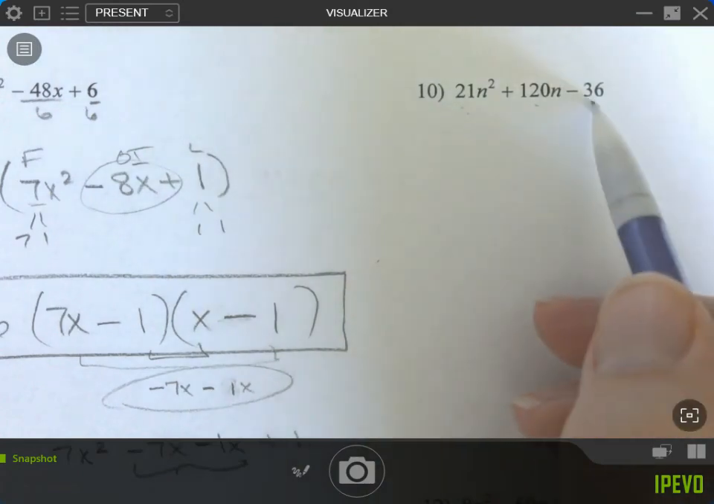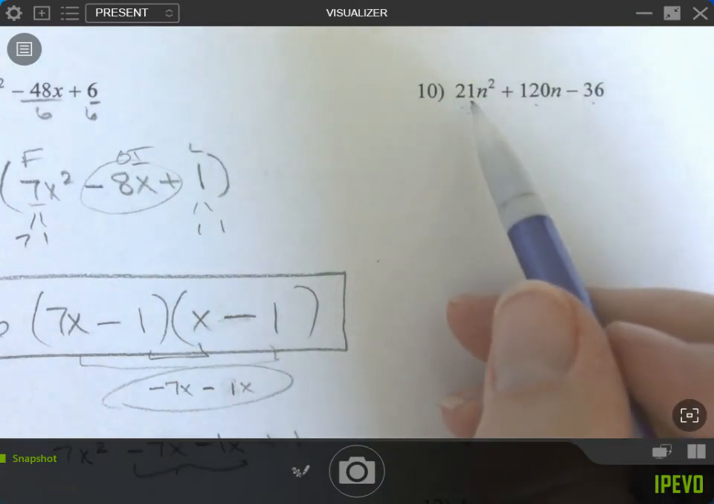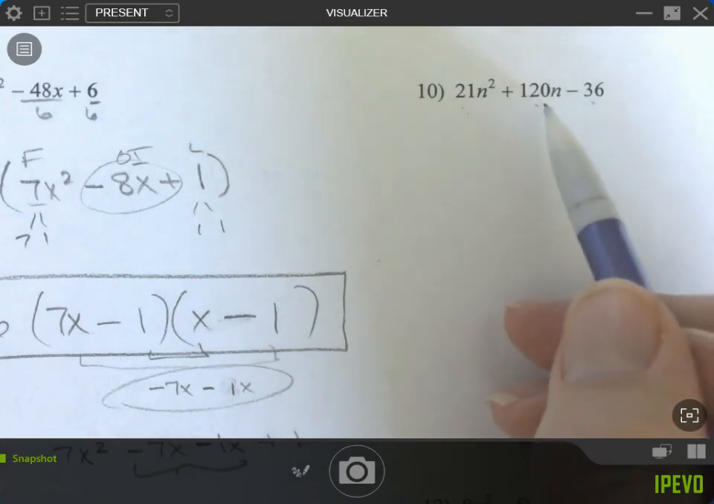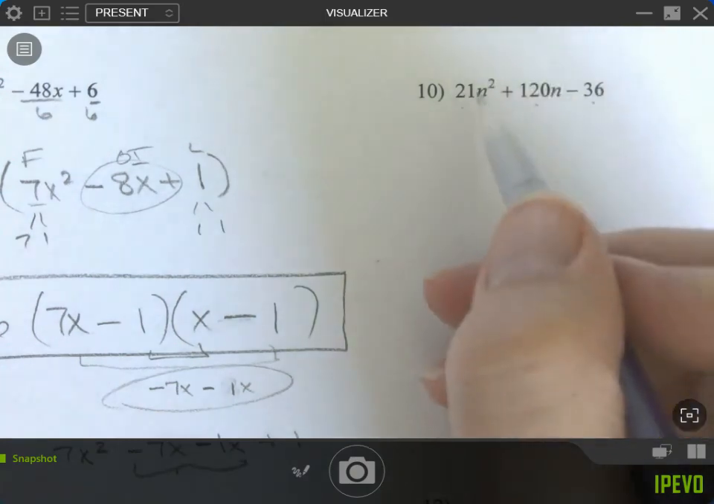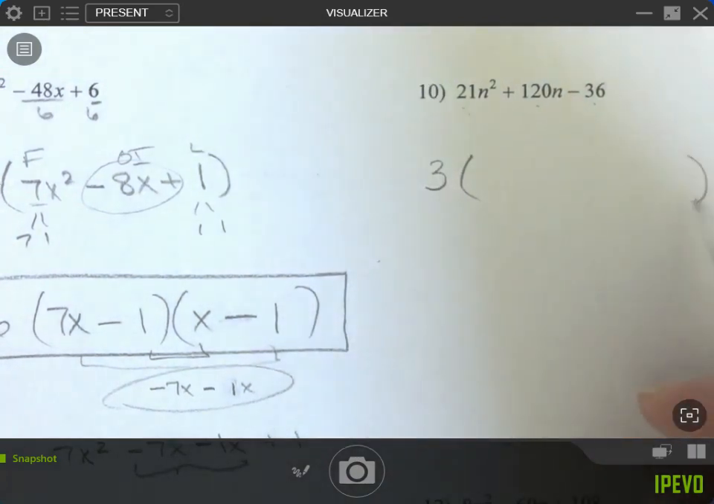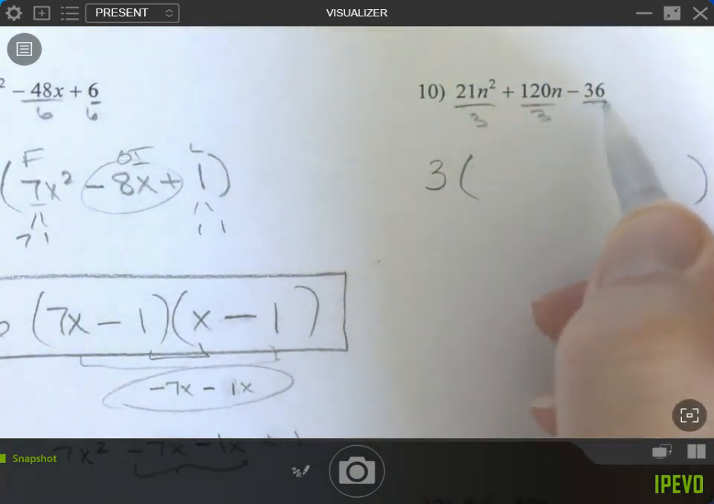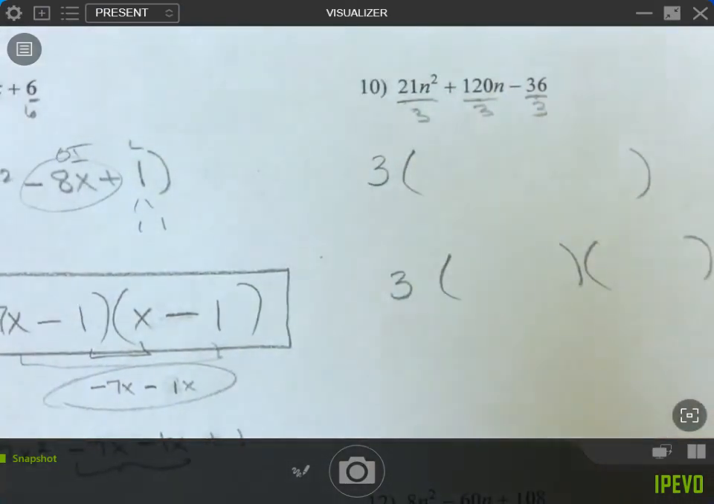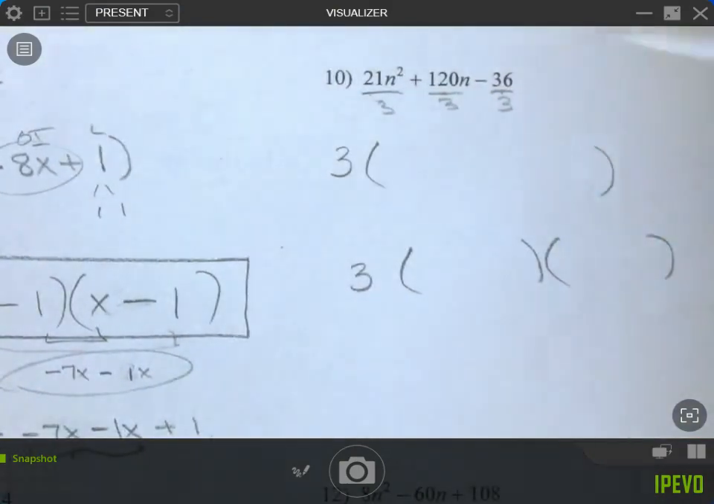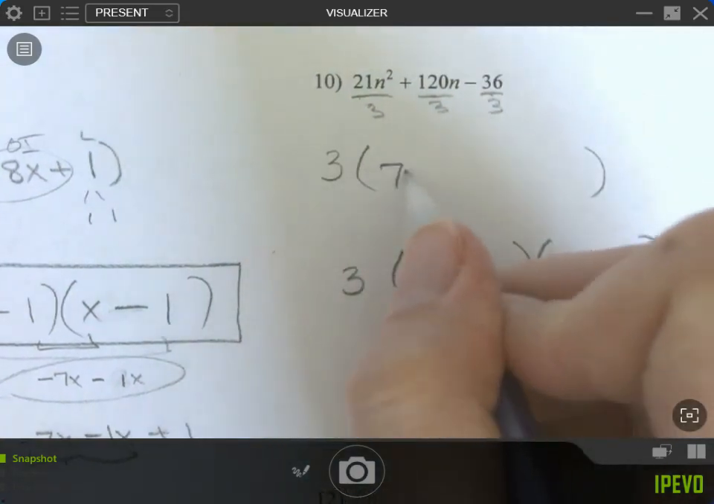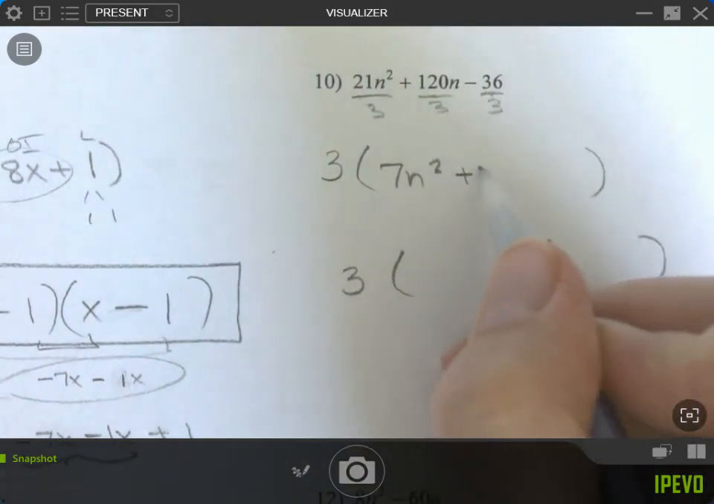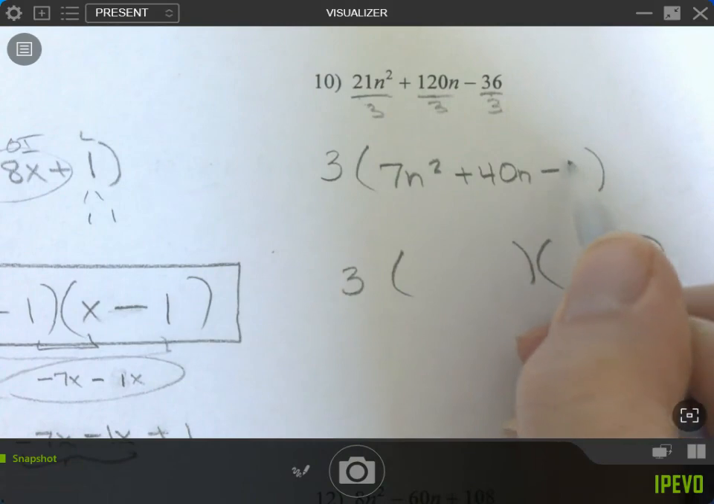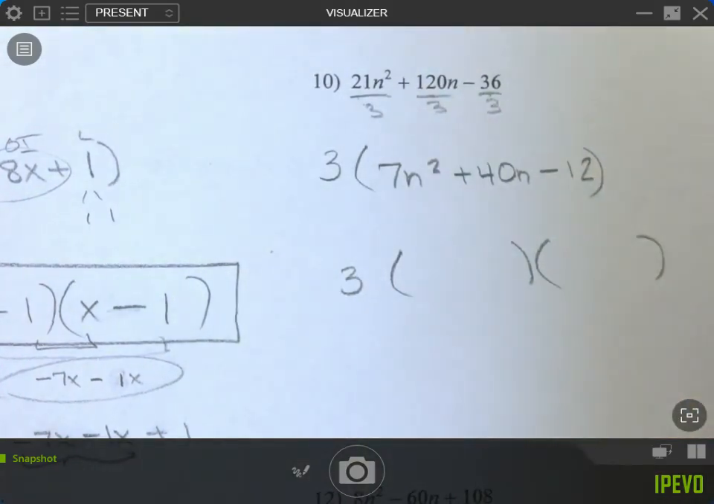21 does not divide into 36. So what else goes into 21? 7. Does 7 go into these? No. What else goes into 21? 3. So here's my GCF. It's a 2-step process, and I just want to set this up to remind you. And then I bring my 3 down with my 2 sets of parentheses. If you don't take out the GCF, you're doing a lot more work because 21 has a couple factors, 36 has a bunch of factors. But if you divide it down, what do you get? 7n squared, then what? Plus 40, keep the n, minus. That makes it a lot more manageable.